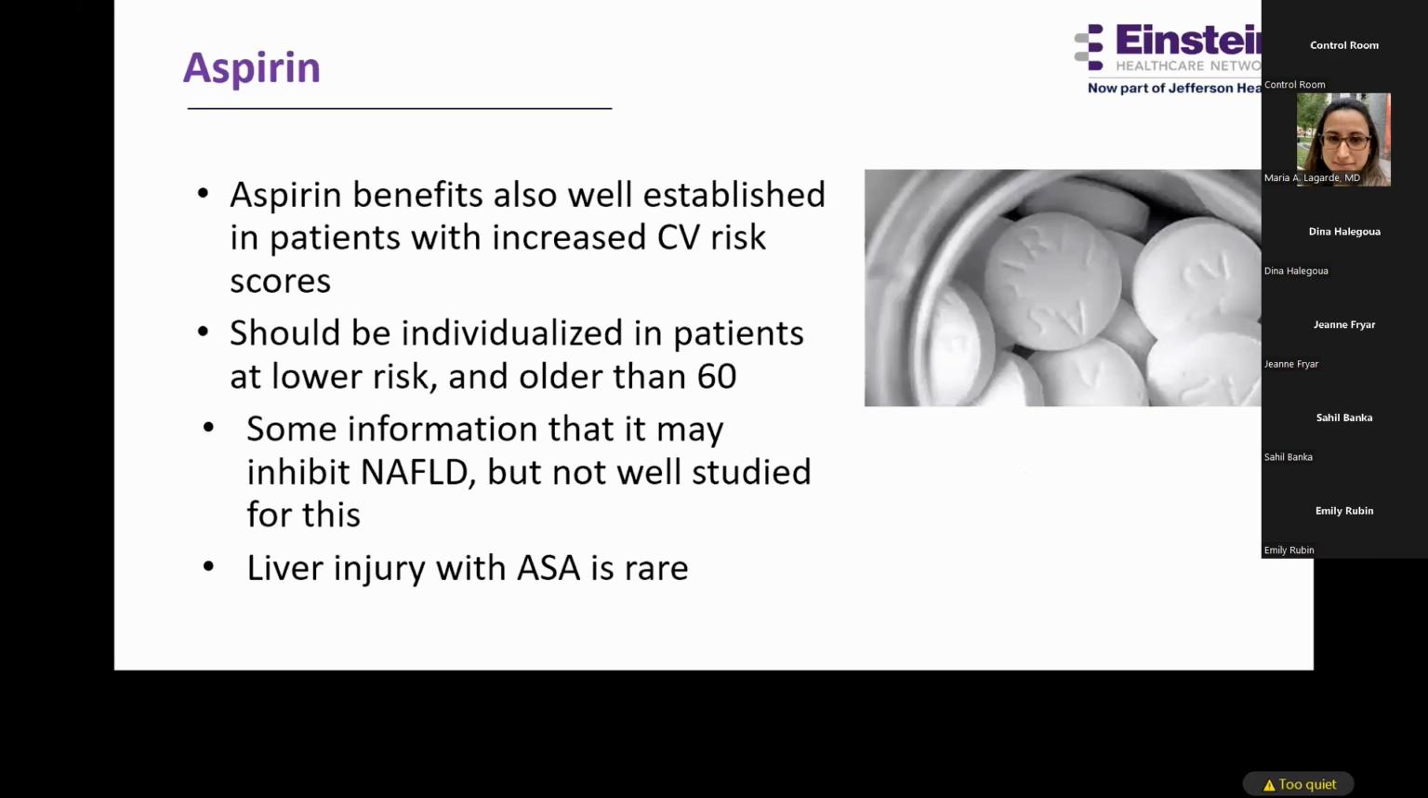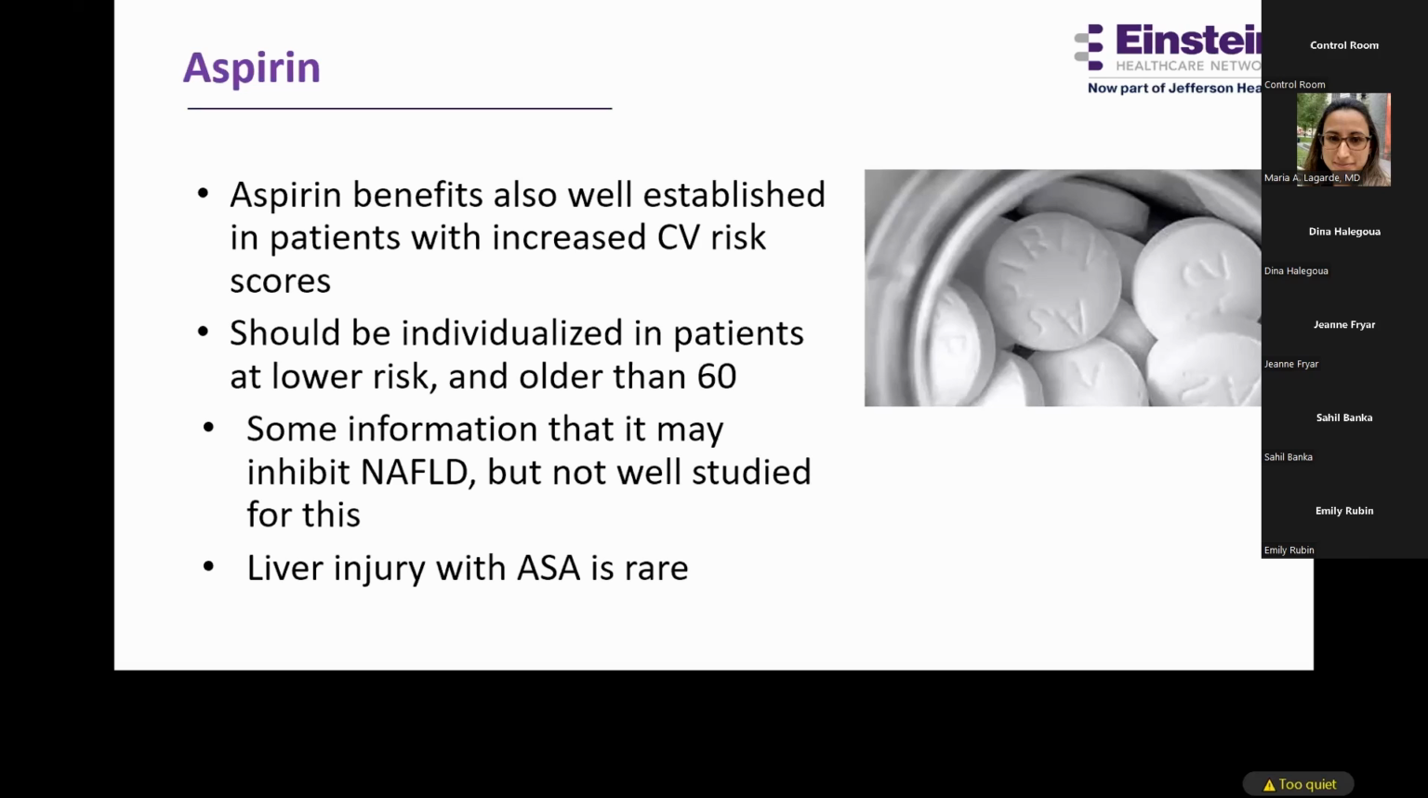Many patients ask us about aspirin. Aspirin also has great benefits in patients with high risk for cardiovascular disease. But lately, there's been some information that patients who are at lower risk and who are older than 60 should not be on an aspirin. And that's because there is a consideration of bleeding. Aspirin does thin the blood and can cause increased bleeding risk, especially as we get older.